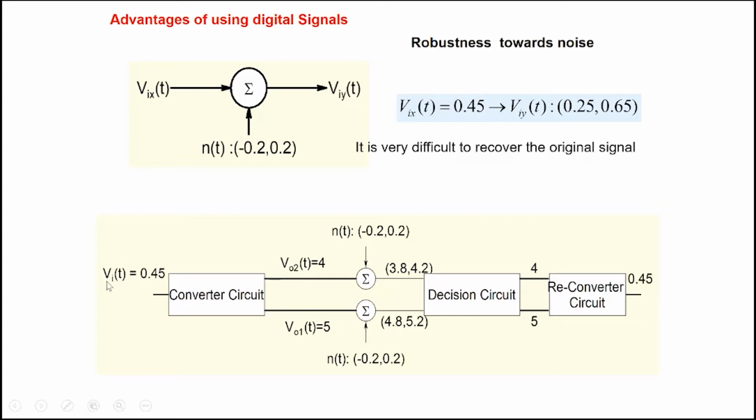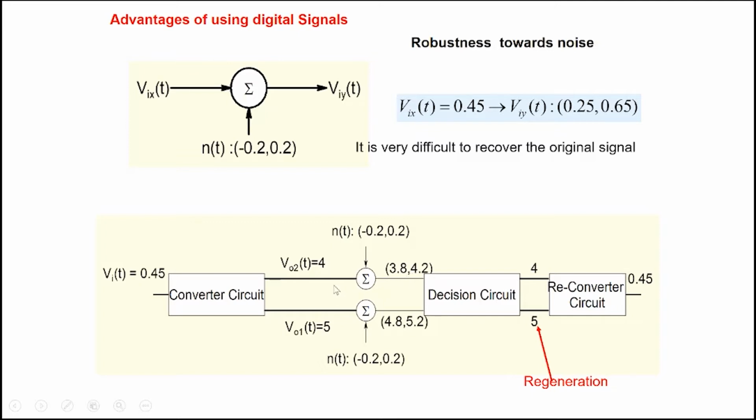So the point is that if you have a number 0.45 and you were going to transmit it from A to B, and along the route there's a source of noise, then when you transmit 0.45 directly, the noise gets added and you may have anything between 0.25 and 0.65, and you have no way of knowing. But if you digitize it like this, 4 and 5, the noise may get added, but you can still recover it and find that the final signal is 0.45. So despite the presence of significant noise, minus 0.2 to plus 0.2, we are able to recover the original signal. That is what we mean by this.